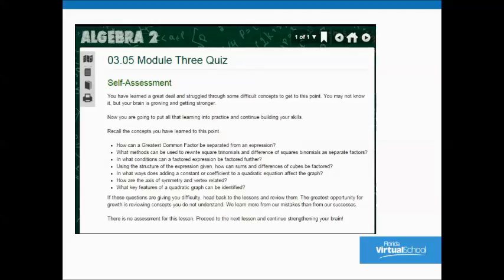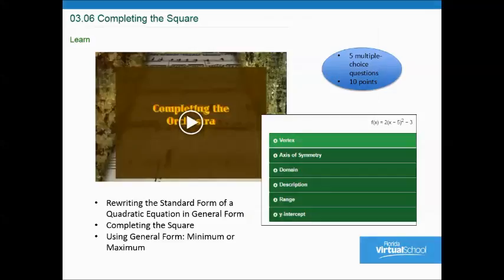Lesson 3.05 is a self-assessment. It asks the students to pause and reflect on what they have learned so far in the module. There is no assessment for this lesson. Lesson 3.06 covers rewriting the standard form of a quadratic equation in general form, completing the square, and using the general form to find the minimum or the maximum. The assessment for this lesson is a 5-question multiple choice quiz.